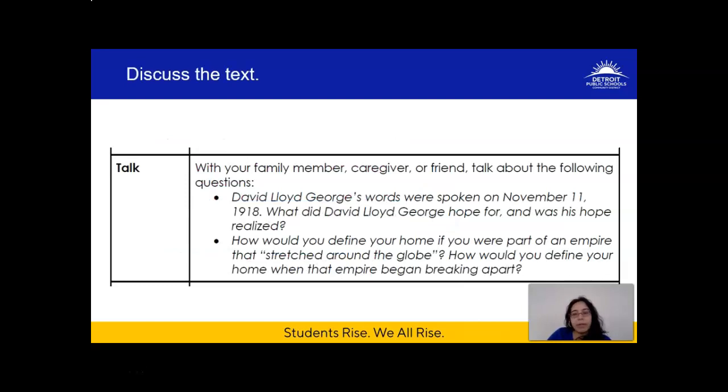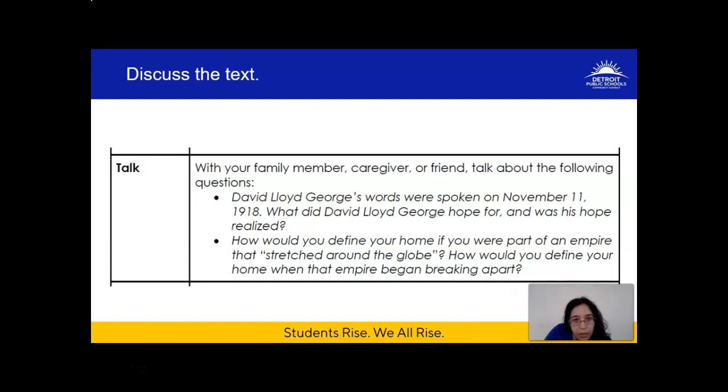Once you're done thinking about the text using those three guiding questions, it's time to reflect a little more and to talk to a friend or family member or caregiver about the following questions. First, David Lloyd George's words were spoken on November 11th, 1918. What did he hope for, and was his hope realized? You just spent time marking up that quote in the think section of this lesson. So look back at your annotations, look at what you underlined, and think about what else you learned in this text about the history of Britain during that time. Use that information to have this discussion with someone.